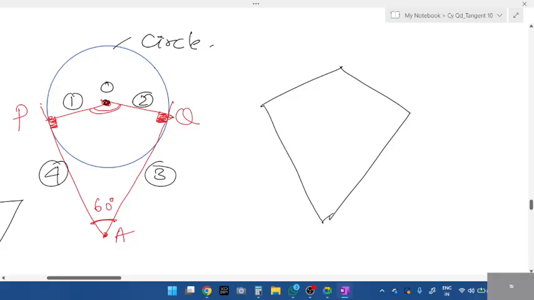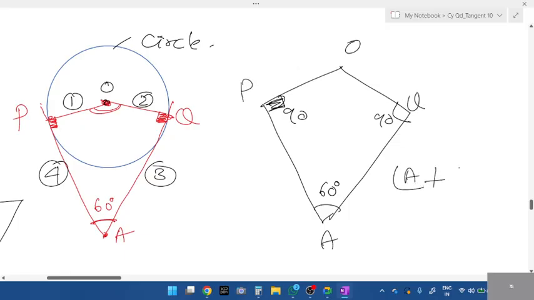One related to circle, students, all the properties related to circle. Next, all the properties related to quadrilateral. Angle A is 60 degrees. The angle formed here is 90 and 90. So how will you find the other angle? How will you find the other angle, students?